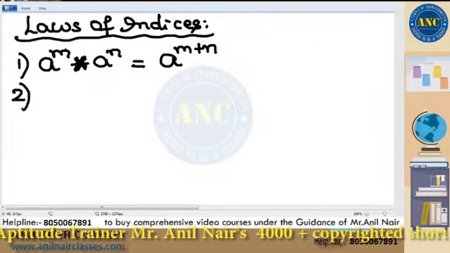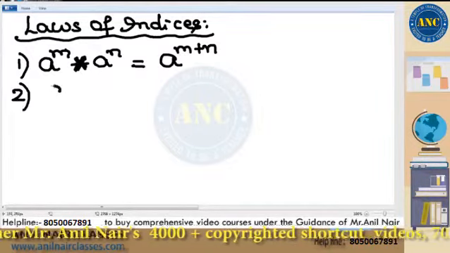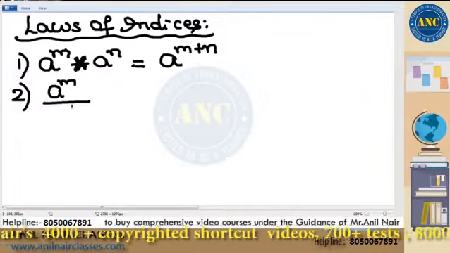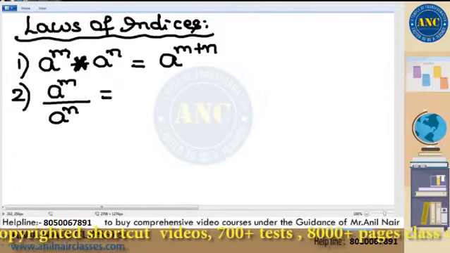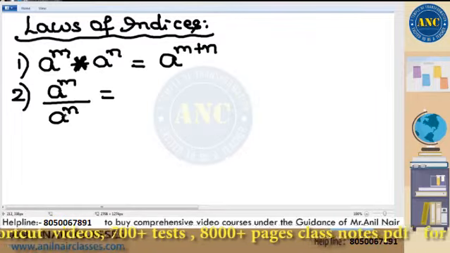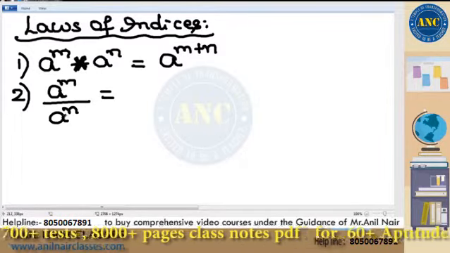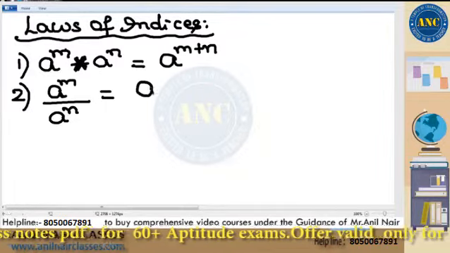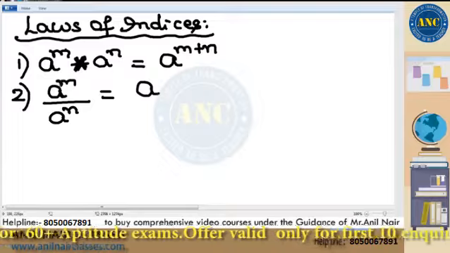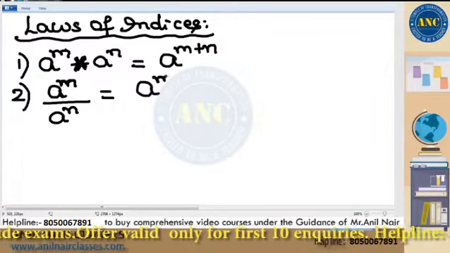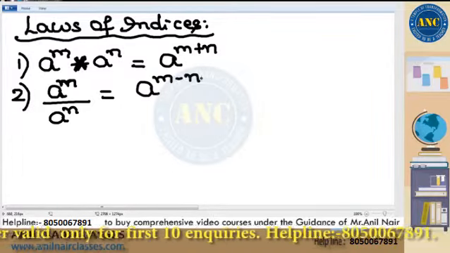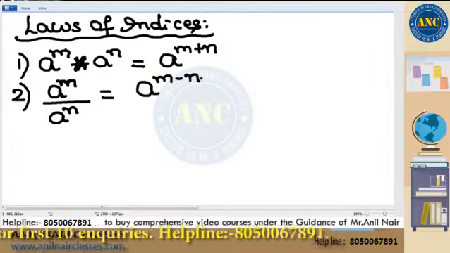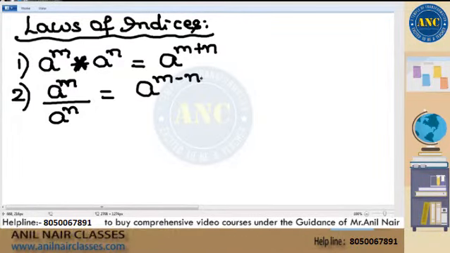Second law of indices: a power m divided by a power n. That means I again have the same base a and a. So instead of writing the bases a and a two times, I will write the common base a only once. And if they are divided, then I will subtract the powers. Initially, if the bases are the same and they are multiplied, I add the powers. And if the bases are the same and it is divided, then I subtract the powers. That is my second law of indices.